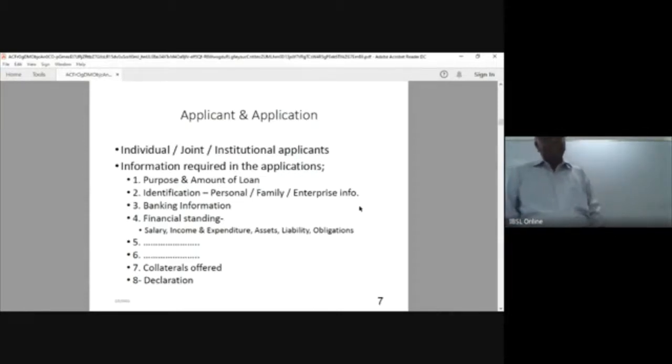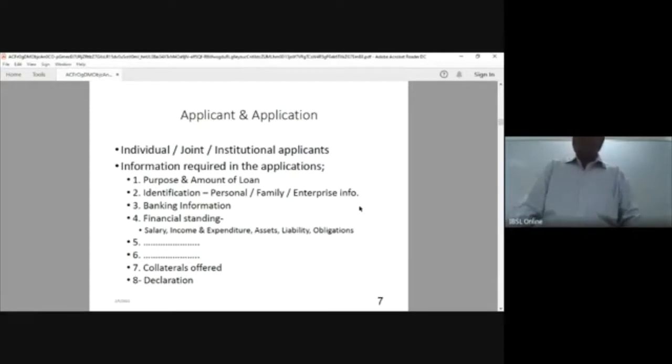Item 4, financial standing: salary, income and expenditure, assets, liabilities, obligations. Then additional information. Then 7, collateral offered for the facility, what type of collateral they are offering. Then there will be a declaration: the above statement is true and correct. Then the 5th one, the most important one, whether he has been found guilty. Yes, that has been asked. That will be there, and some more information.